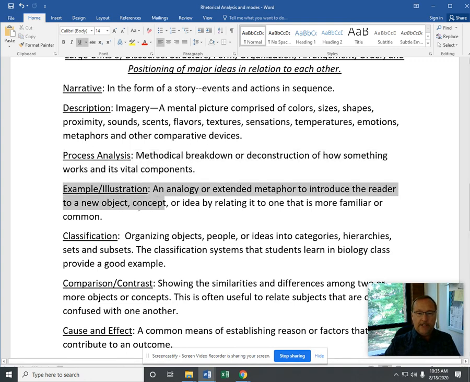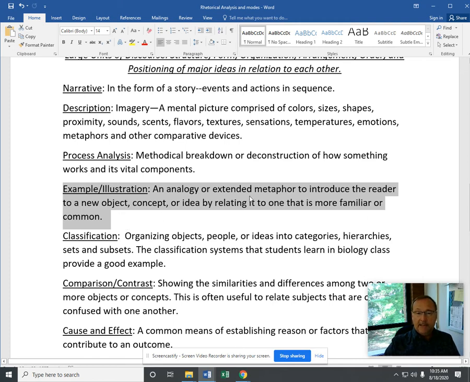Example or illustration, again, this is a little bit like description. You probably are not going to have an entire piece that is entirely example or illustration, but this would probably be a tool that would be used within one of those other pieces or larger pieces of writing.